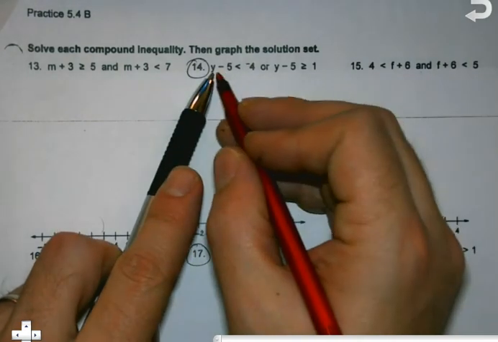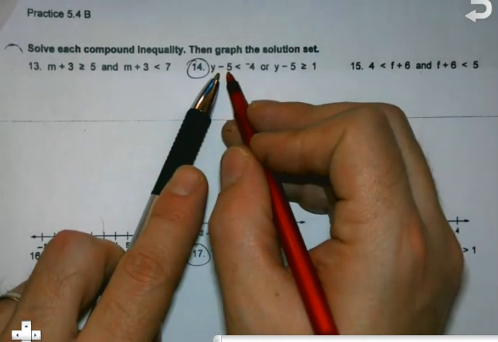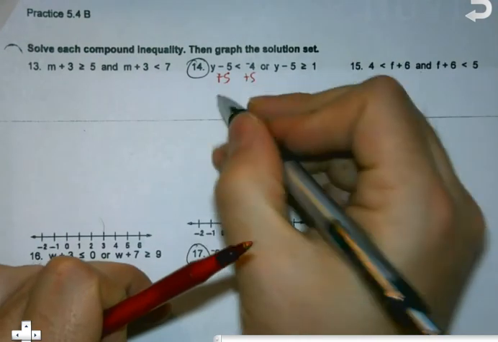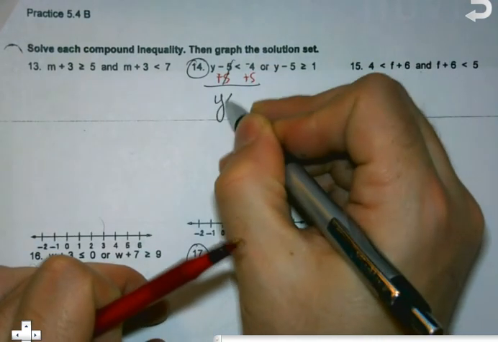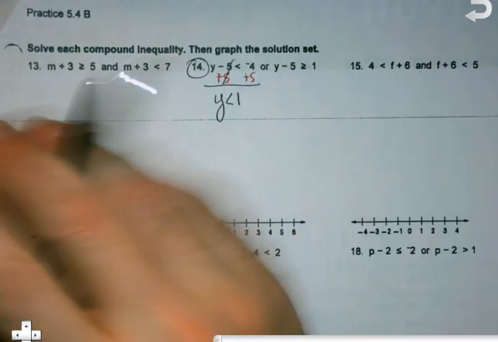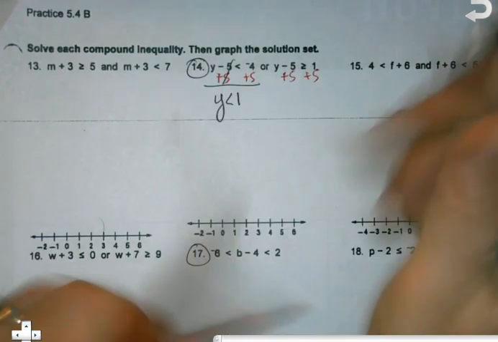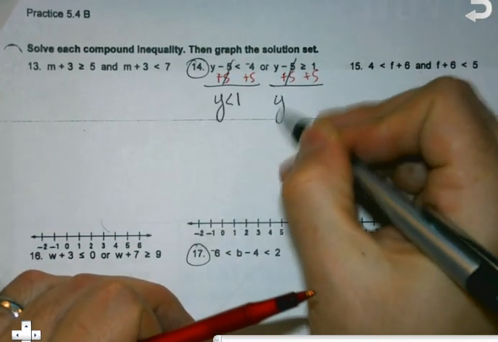So how do I get the y by itself in number 14? Add 5. And then I do the same thing for the other one. So if they're split, we do it separately for each.